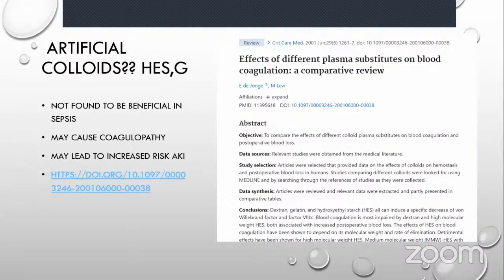So artificial colloids, so the hetastarch and then gelatins versus colloids. So this also came up. There was no benefit found for these in sepsis. In fact, they caused coagulopathy. They bind factor 8 and von Willebrand's factor and can cause coagulopathy. They may lead to increased risk of AKI. So I wouldn't give them in a septic patient or anywhere.